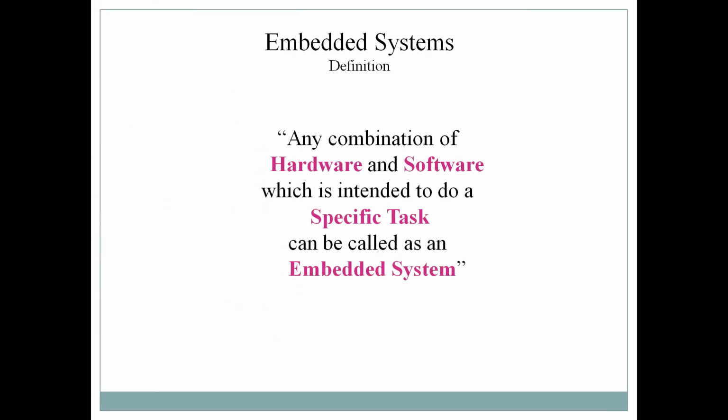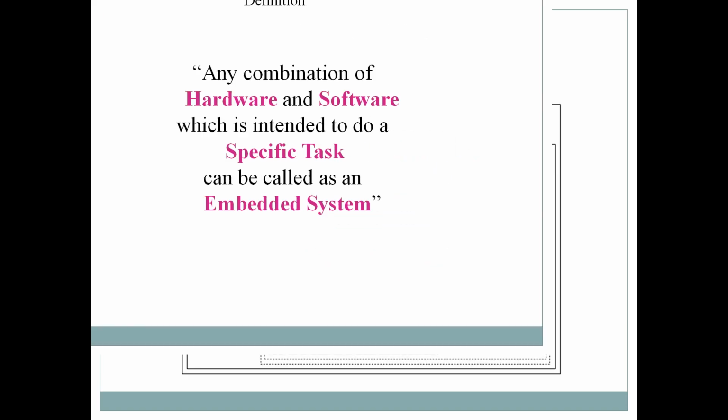So afterwards, I'm coming to embedded systems. This is the definition of an embedded system: any combination of hardware and software which is combined and intended to do a specific task can be called an embedded system. It is the basic thing. For example, a washing machine, where we are using some hardware, some processors, and there I have used some programming also to run the machine at a particular time. It is the best example of an embedded system.